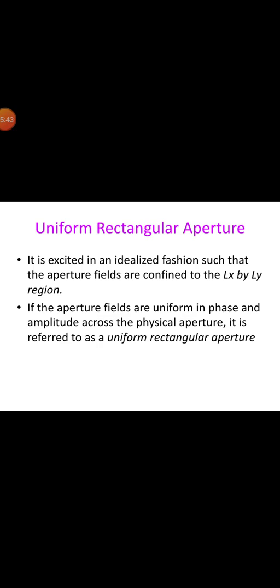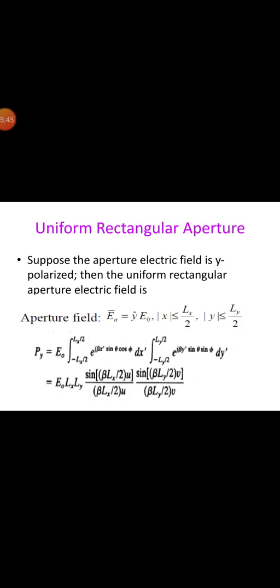the uniform rectangular aperture. Suppose that the aperture electric field is Y polarized, then the uniform rectangular aperture electric field, aperture field EA, will be given as Y into E naught, where X is less than Lx by 2 and Y is less than Ly by 2. Then the power Py is given as E naught into Lx Ly sine of beta Lx by 2 into U divided by beta Lx by 2 into U, into sine of beta Ly by 2 into V by beta Ly by 2 into V.